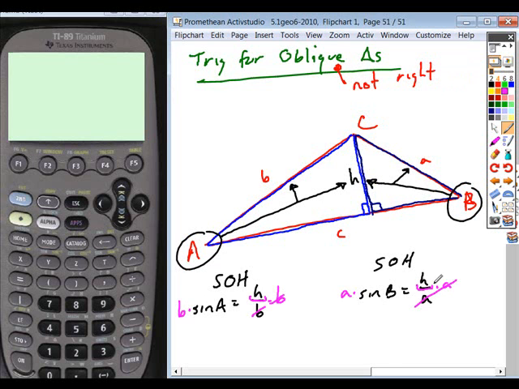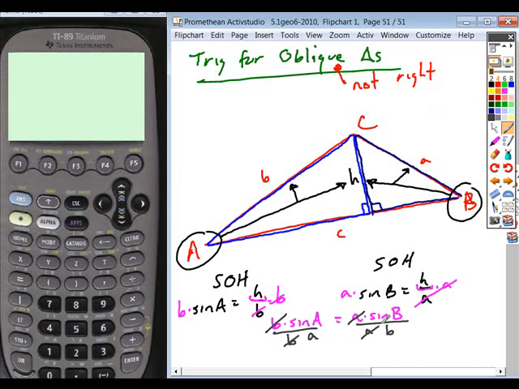Well, we've already talked in the section on logic: if two things are equal to the same thing, then they are what? Equal to each other. So by the transitive property, we can make the claim that b times the sine of A is equal to a times the sine of B. And if we manipulate this one final time, just to get the pieces with the same letter on the same side of the equation, we can divide both sides by b. That moves this b over to the right. We can also divide both sides by a. That moves this a over to the left.